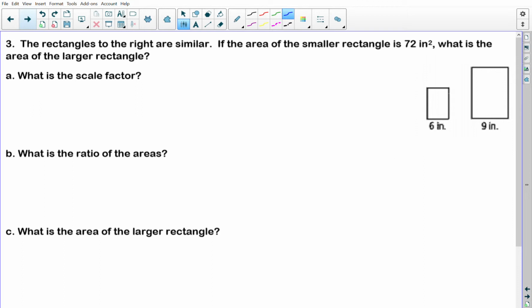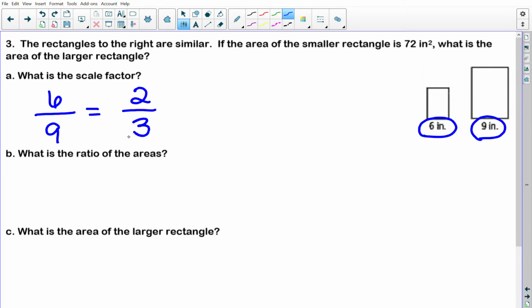In this next example, I'm looking at two rectangles that they have off to the right. And I actually have side lengths. So those are first degree measurements. So I can write a scale factor of those of 6/9, but I always want to reduce. So I get 2/3. Okay. Now if I asked you the ratio of the areas, I'd have to take that 2/3, which is a first degree ratio, and I have to convert it to a second degree ratio by squaring both of these pieces. So I get 4/9. Okay.